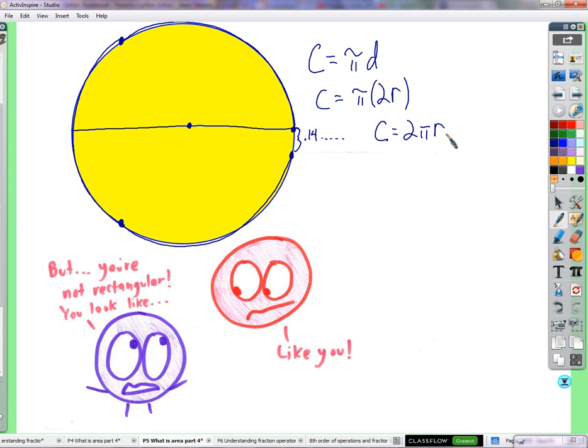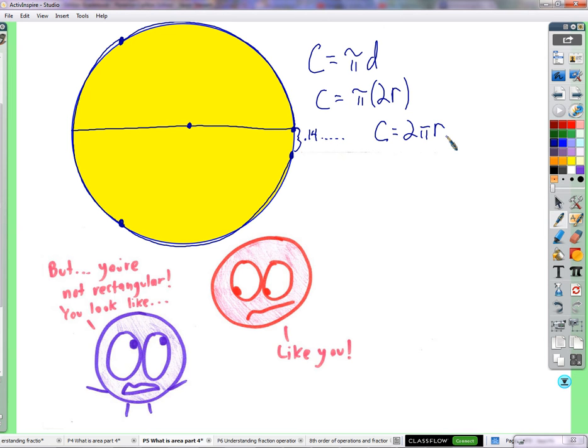Now, the thing that's going to come in handy is what we're about to do, make a rectangle out of a circle. Okay? Just like we made rectangles out of all the other shapes, we're going to make a rectangle out of the circle. To get how we do that, we need to talk about this right now. So all the way around, we can use 2 times pi times the radius to find all the way around.